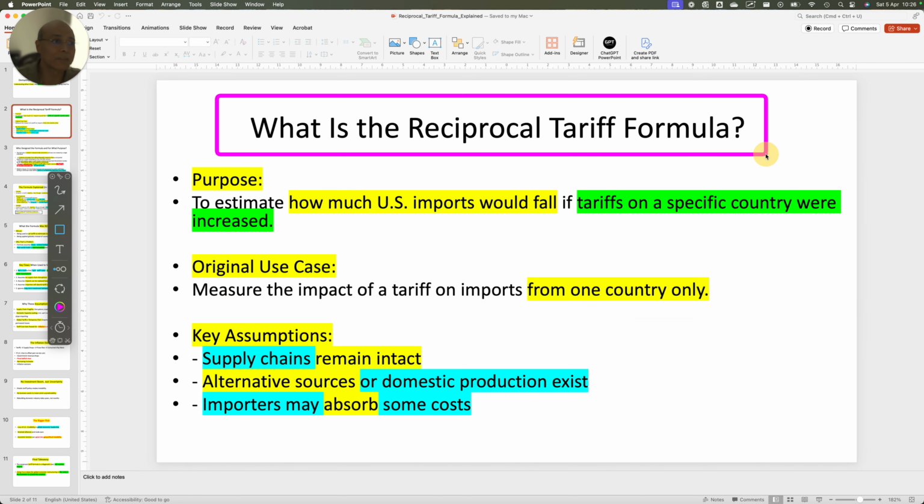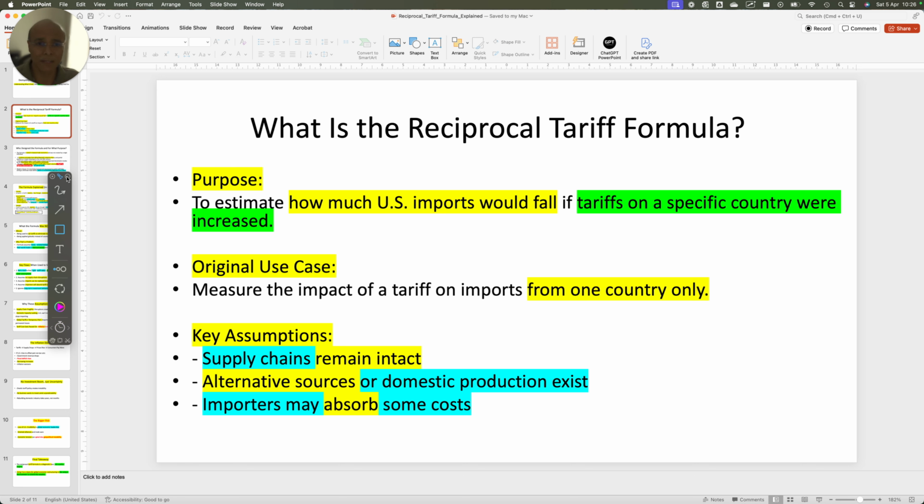What is the purpose of the reciprocal tariff formula? Let's look at the purpose: to estimate how much US imports would fall if the tariff on a specific country was increased. Try to understand this. It is to explain the impact of a tariff increase, not to raise tariffs, not to do the other way around. It is to estimate how much US imports would fall if the tariff on a specific country is increased.